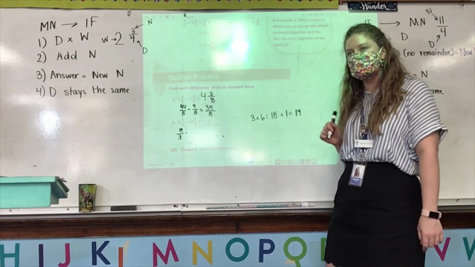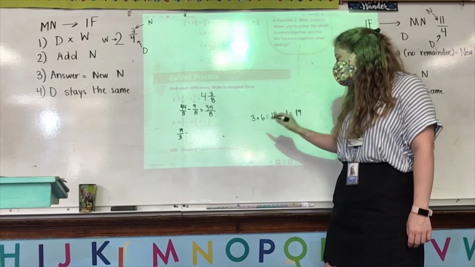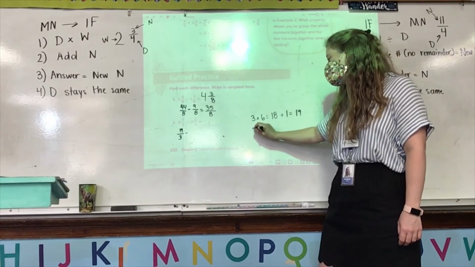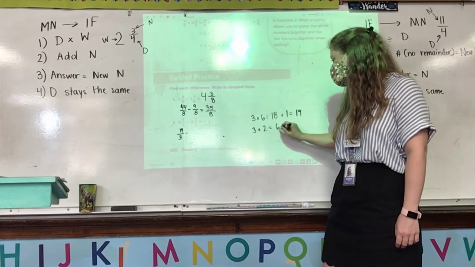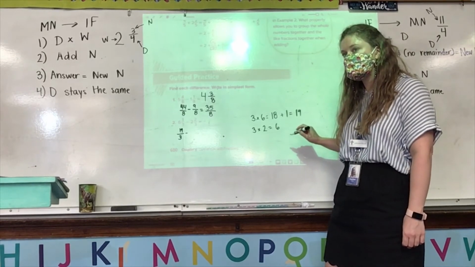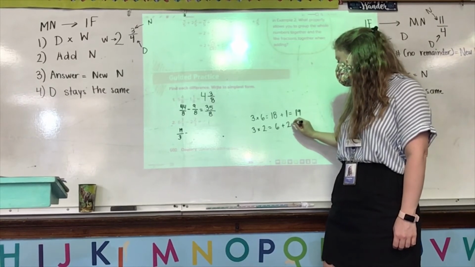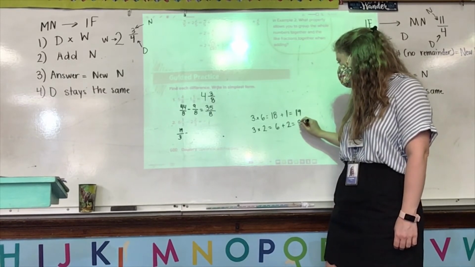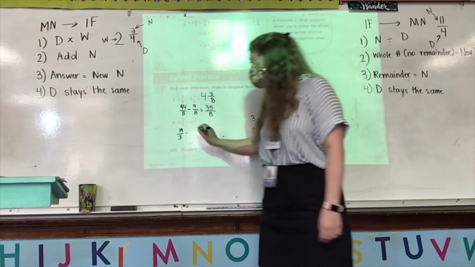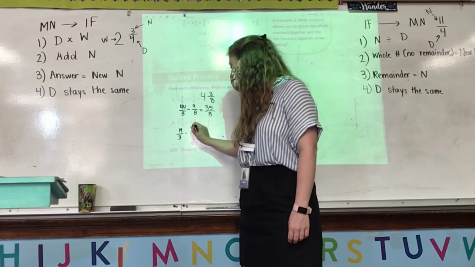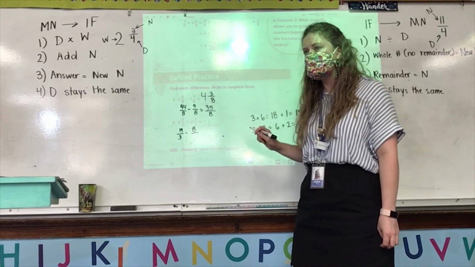So in words, what do I do first? Multiply the denominator by the whole number. What's the denominator? 3. What's the whole number? 2. 3 times 2 is? 6. Now what do we do? Add the numerator. The numerator is? 2. 6 plus 2 is? 8. So now what? The total becomes the new numerator. So our new numerator is? 8. And the denominator? Stays the same.